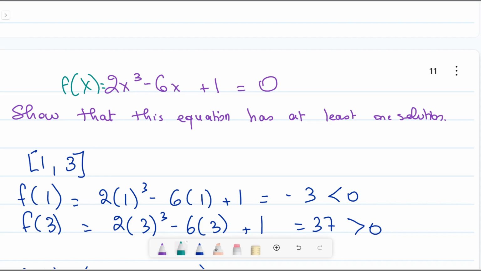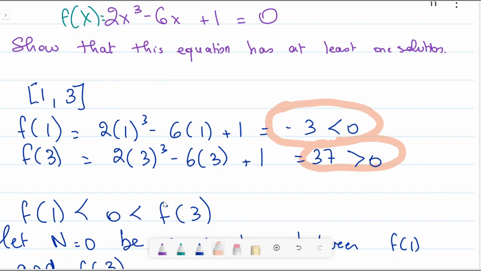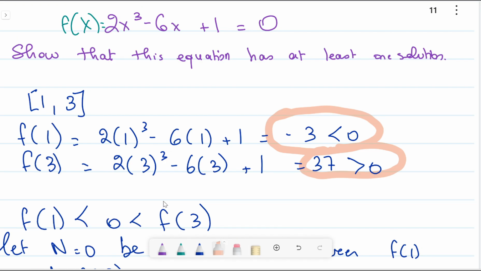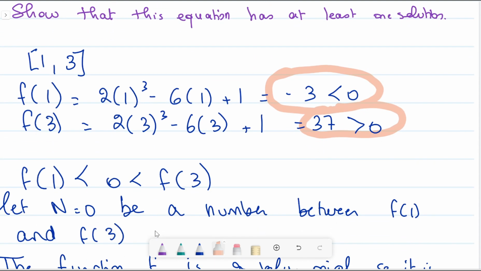There is not one correct interval. The only condition in order to allow you to solve this easily is that the first one should give a negative number and the second one should give you a positive number. After finding f of 1 and f of 3, you notice that f of 1 is less than 0 and less than f of 3. Since we want our answer to be 0, we would like n to be 0. So n is a number between f of 1 and f of 3. And notice also that f of 1 and f of 3 are not equal, they are different. This is one of the conditions in order to apply IVT.